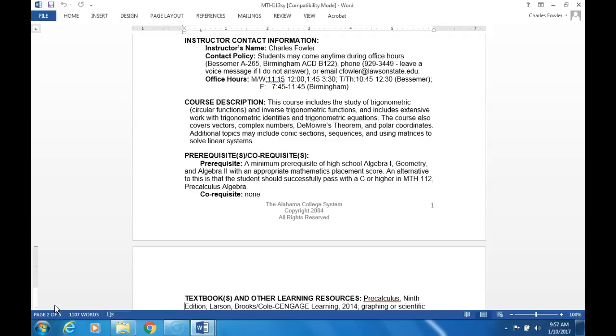Prerequisites and co-requisite. Minimum prerequisite is that you pass with a C or higher in Math 112. And those of you who have been in my 112 class, I know you did that. The rest of you, hopefully you did it. Or you could have scored into 113. I've had a couple students who scored directly out of high school into 113. Actually had one that scored into calculus, but he never showed up. But he did score into calculus. It happens, but not frequently.